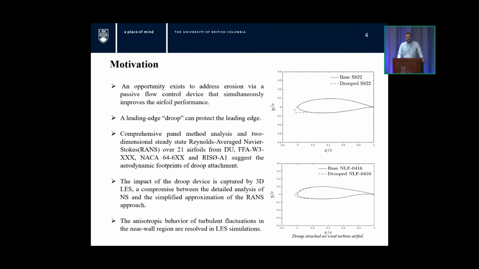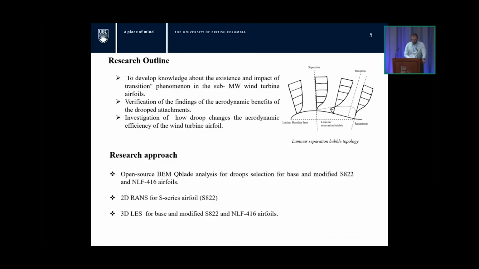And then we looked at the effect of those droops on the aerodynamics using 3-dimensional large eddy simulations. And the reason for doing the 3D simulations will become apparent as I move forward. But it allowed us to evaluate the anisotropic behavior of the turbulent fluctuations that are occurring on the airfoil and evaluate the effect of the droop on the transition and thereby the aerodynamics of the airfoil for both of these 2 airfoils. So the research outline is as follows.